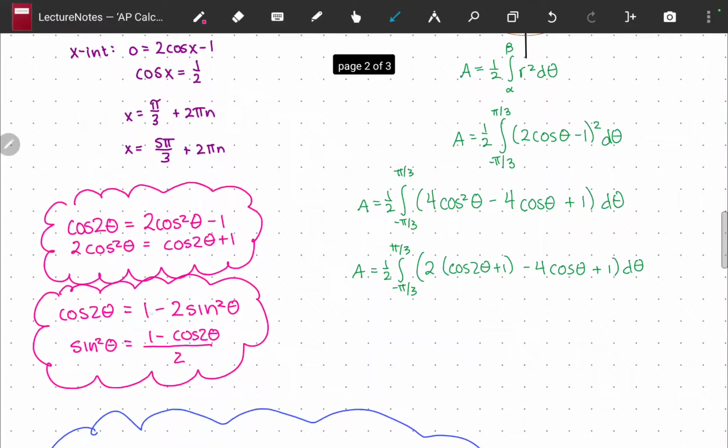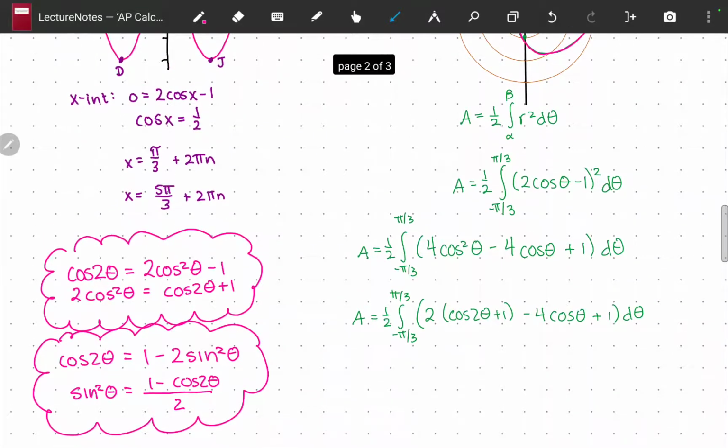And then just as a reminder, if we had a sine squared in our integral, you could use this version for cosine 2 theta and solve for sine squared. And there's your power reducing formula for sine. So that was our first example. And this was the longest one.